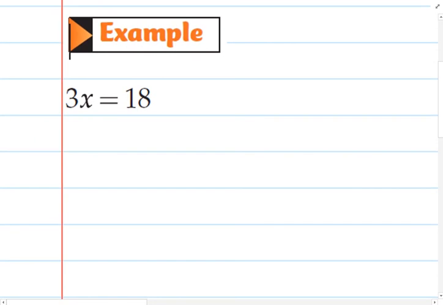So in our first example, which I'll copy out, 3x equals 18. So we copy it out every time. At the moment, 3 is timesing with x. So we have to think, what's the opposite of timesing by 3? And the opposite of timesing by 3 is dividing by 3. So you could think of it as dividing by 3 on both sides.